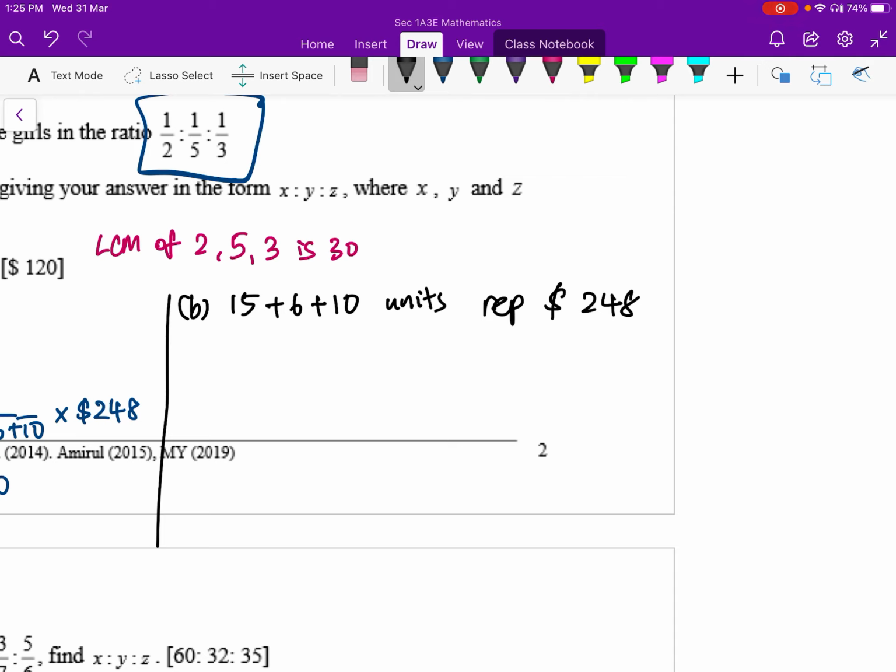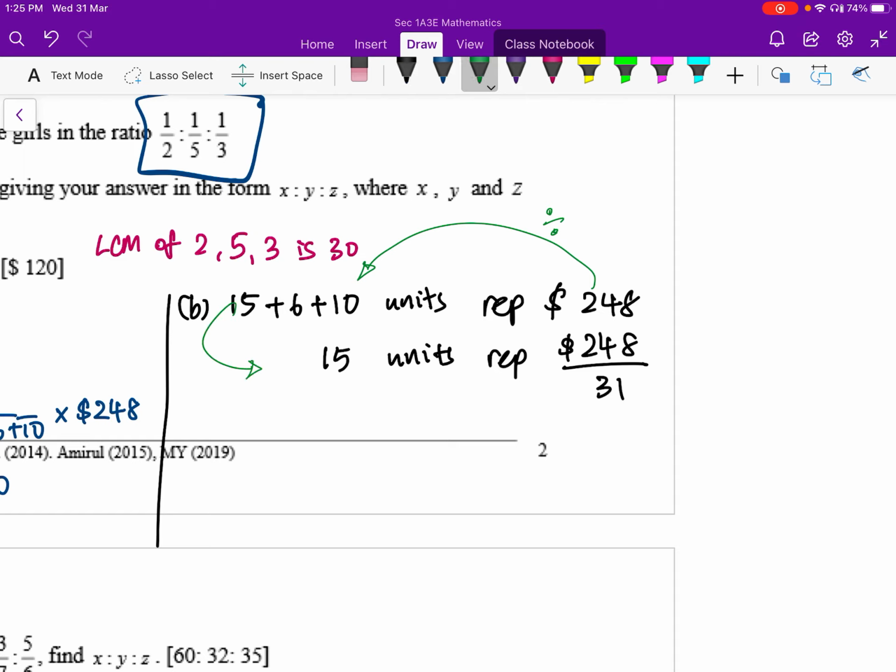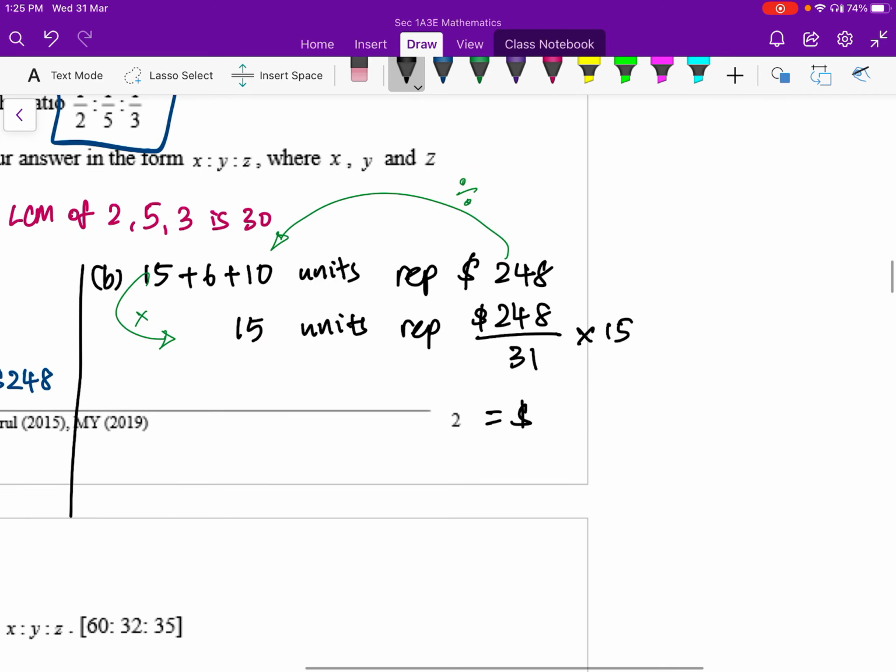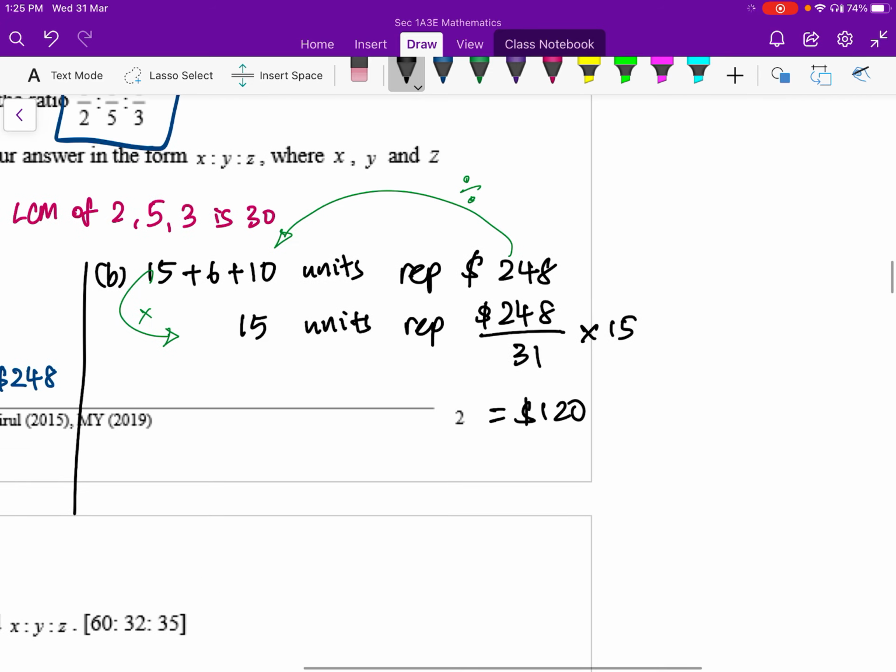Therefore, my largest will be 15 units. Will now represent. So we do a division to give us 248 divided by 31, and then we do a multiplication times 15. You get the same answer of $120. So this is the other presentation that I will accept. Notice that in this case, I did not bother finding 1 unit.